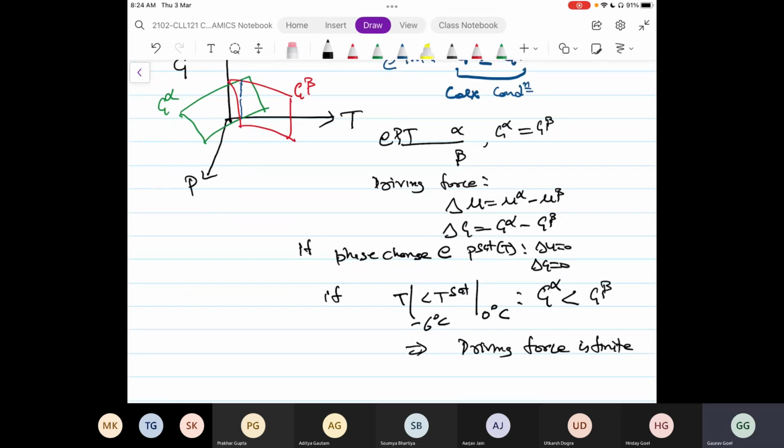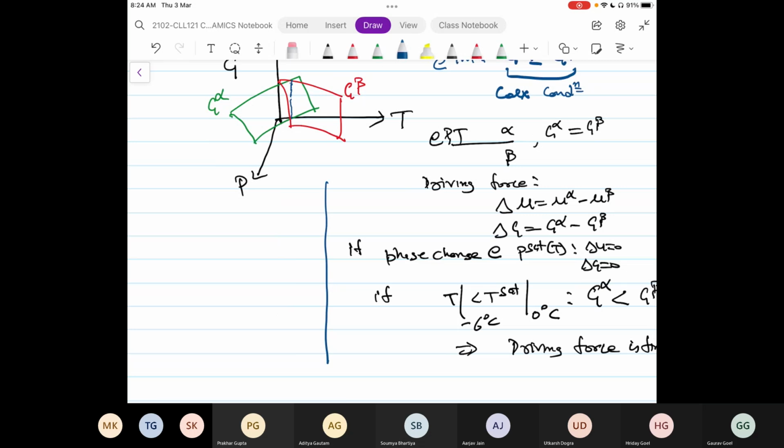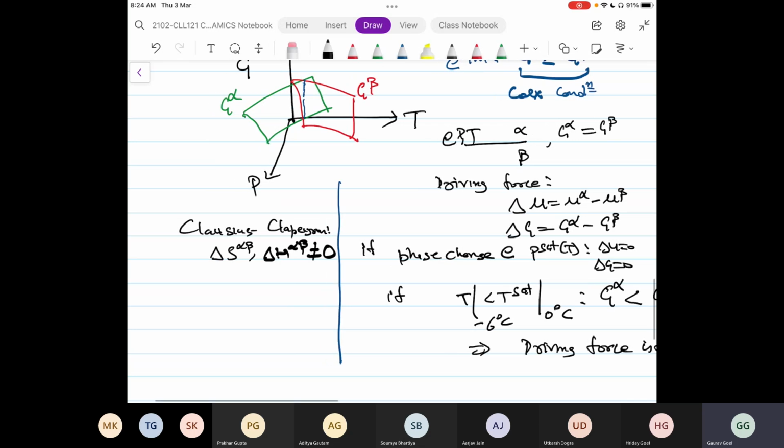The last aspect about phase change which I want to discuss here, the graph is already available. Remember the Clausius-Clapeyron equation? The enthalpy and the entropy changes at phase change were not 0. So the Gibbs energy change is 0. G alpha is equal to G beta. However, the enthalpy and entropy changes were not 0. So from this graph, we can see why.